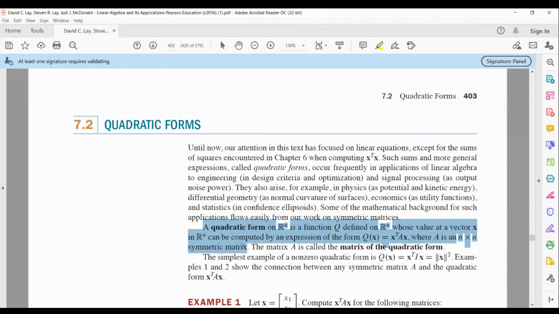So what is a quadratic form? Well, a quadratic form is a function Q defined on n-dimensional space whose value at a vector x can be computed by the expression x transpose times A times x. A is an n by n matrix. It's a symmetric matrix; we're restricting ourselves to symmetric matrices here. And the matrix A is called the matrix of the quadratic form.